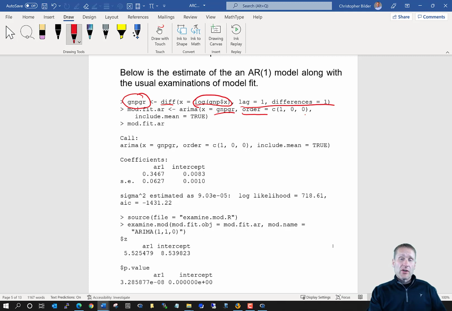Now, why did I do that? This is the approach that Shumway and Stoffer did. I'll come back to a discussion about this shortly, to give some reasoning for why they decided to do the differences outside of the ARIMA function. But for now, let's just duplicate what they did. Also, I have include.mean equal TRUE here. What that's going to allow us to do is estimate a drift term too. Put the results into mod.fit.ar. So here's information about the model's fit. For example, here is phi hat 1.